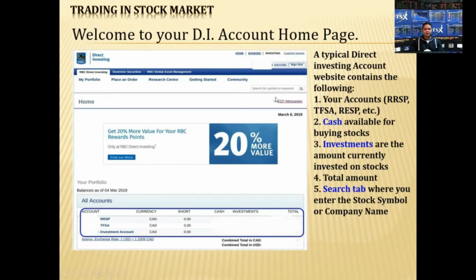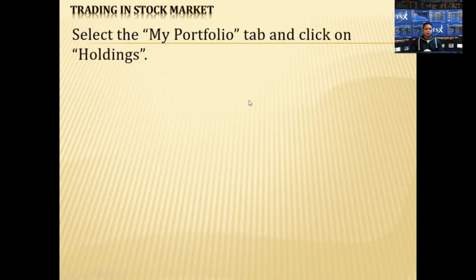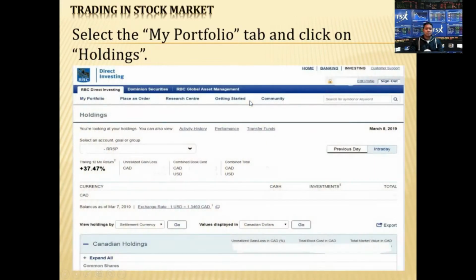Search tab, that's where you can enter the stock symbol or the company name of the stock that you are interested. So when you select the My Portfolio tab and you click on Holdings, this is what you're going to see, mga kababayan.